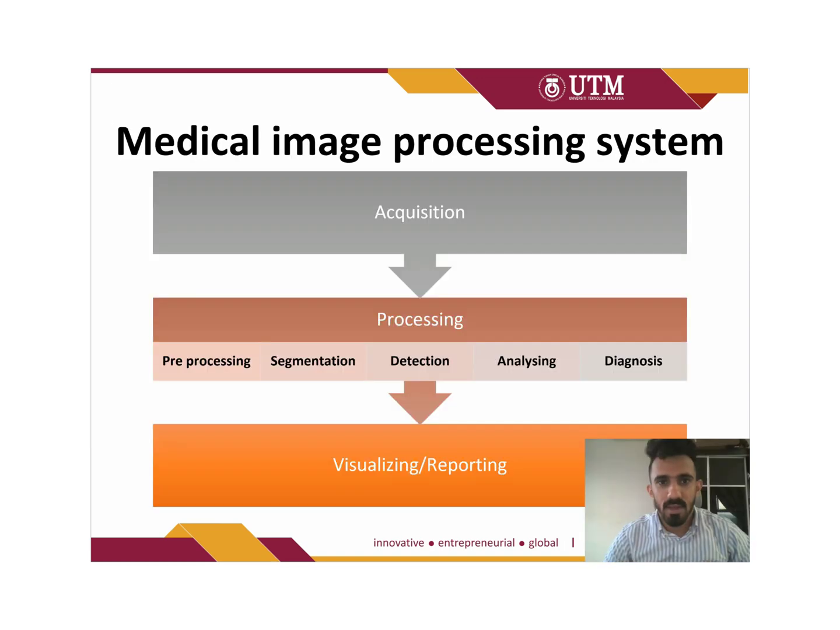The system of medical image processing is divided into three main sections. Acquisition, which is the action of retrieving an image from the source. The second section, which is the processing, is divided into multiple sections, such as pre-processing, segmentation, detection, analysis, and diagnosis. The last three sections, which are detection, analysis, and diagnosis, are called classification, as I will explain them deeply in the coming slides.